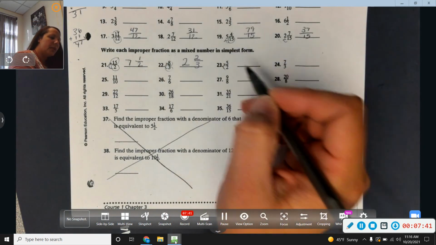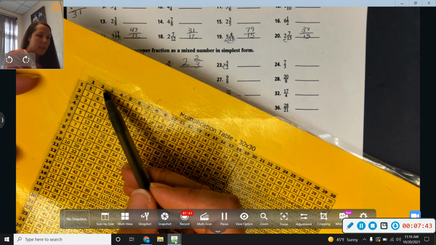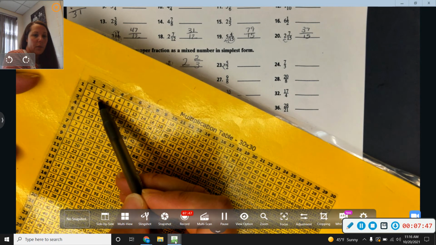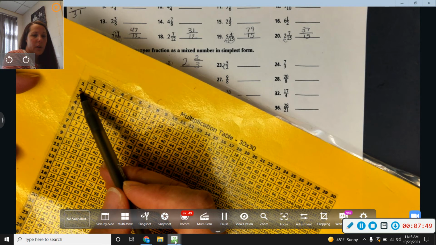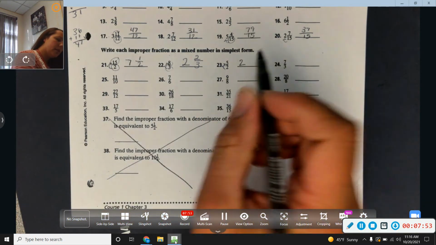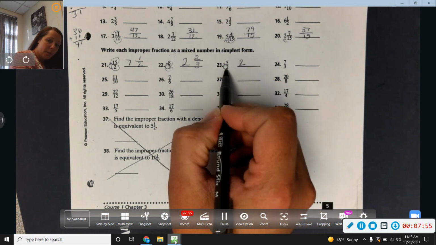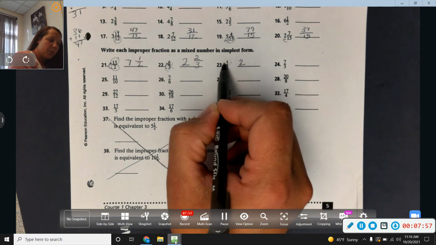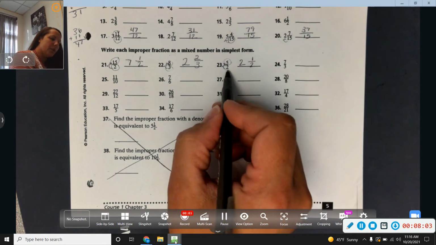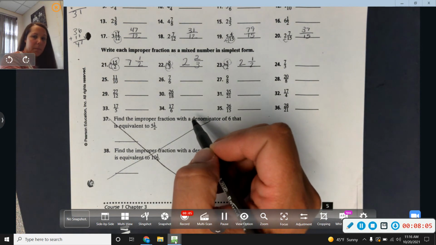2 goes into 5. Go down your 2 until you find something close to 5 without going over, so it's 4. So 2 goes into 5 2 whole times. 2 times 2 is 4. I've used up 4, so how many are left? I have 1 left over 2. My denominator stays the same. Okay?